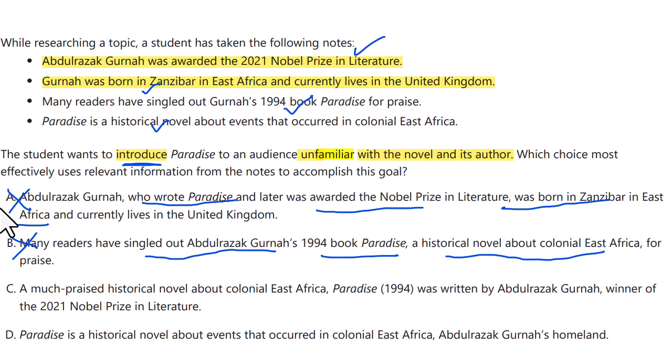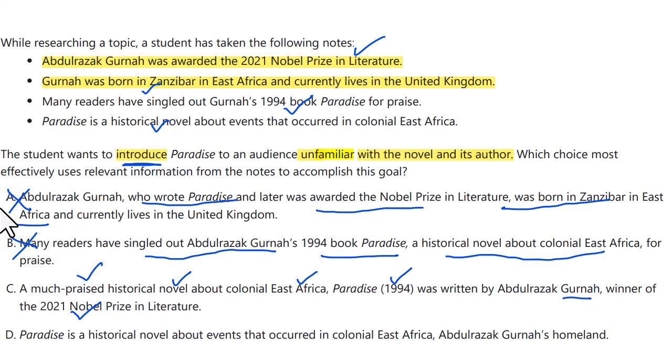C, a much praised historical novel about colonial East Africa, Paradise, 1994, was written by Gurnah, winner of the 2021 Nobel Prize. This looks good. This is introducing the book. It's a historical novel. It's about colonial East Africa. It was written in 94 and it was praised. And we talk about who Gurnah is. He's the winner of the 2021 Nobel Prize.